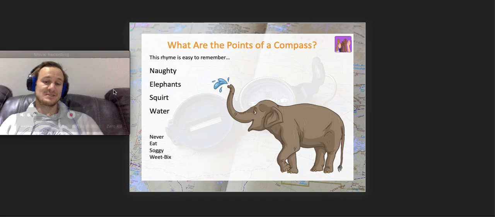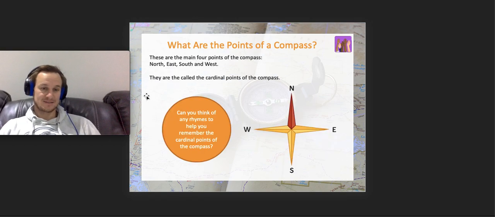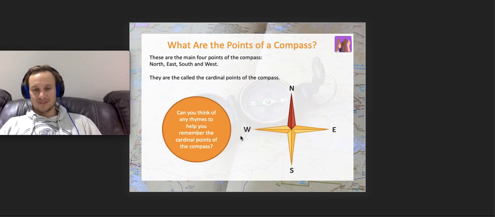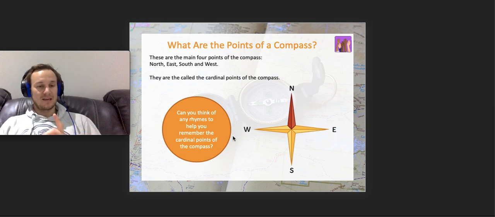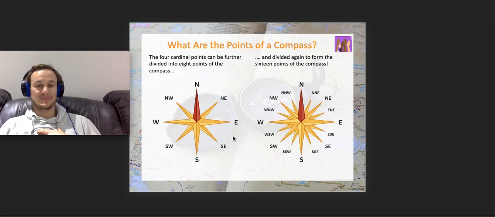The one we got taught in school is never eat soggy Weet-Bix. Never eat soggy Weet-Bix. That's how we got taught, which is crazy because soggy Weet-Bix are awesome. So I don't know why people are telling you not to eat them, because they're pretty good. Anyway, you can come up with whichever one you want to use, but never eat soggy Weet-Bix would be the main one that I would use.